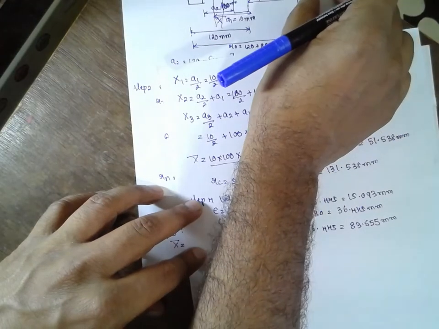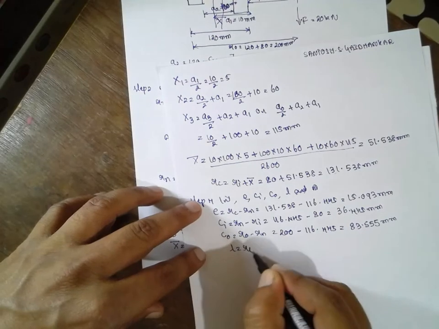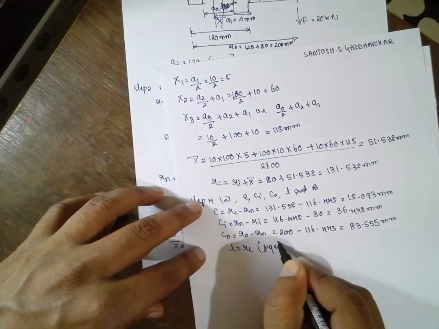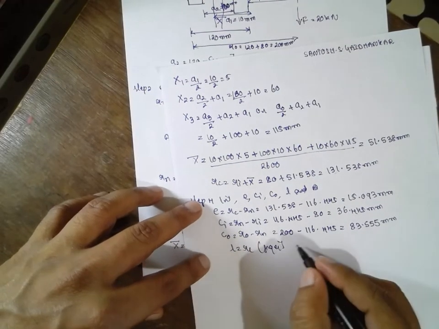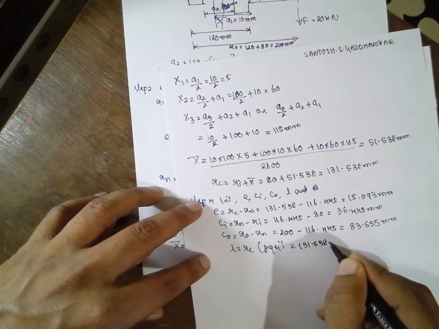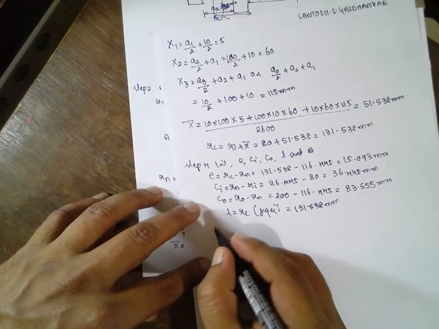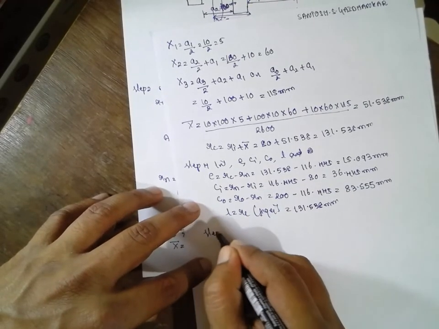L is nothing but RC. In some cases, if it is L here, you have to take L is equal to K plus RC. Now L is nothing but RC here from the figure. Therefore, 131.538 mm.